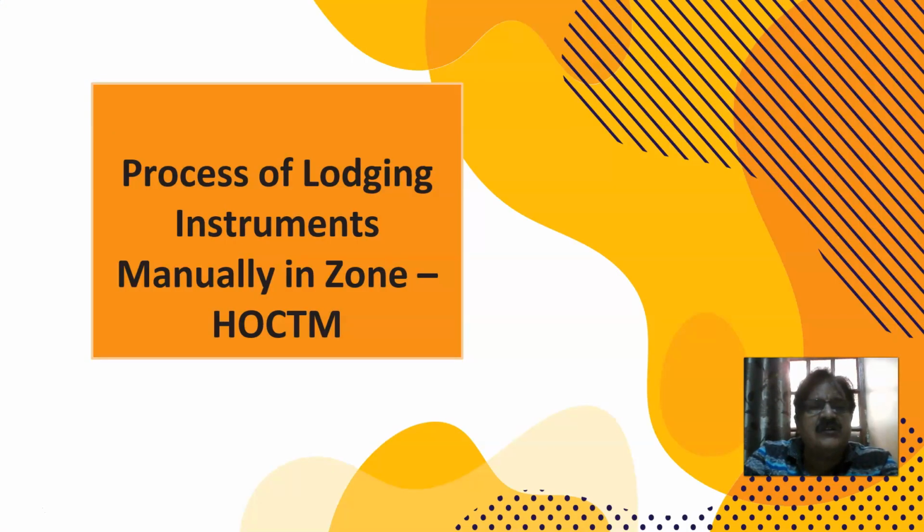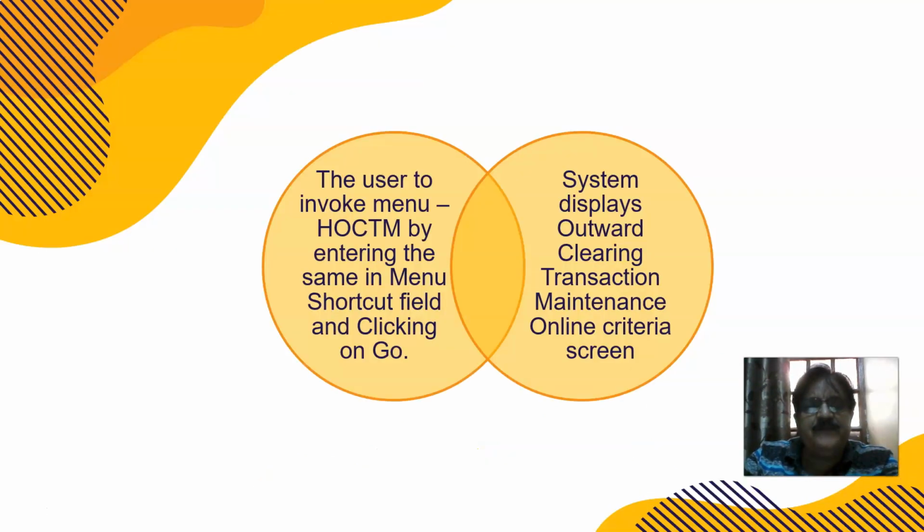Now how do we lodge the instrument. After we open the zone with HMCLZOH, for outward clearing, checks deposited by our customers, given by people having accounts in different banks, we post them in HOCTM. Inward clearing was HICTMO. Here it is HOCTM, outward clearing transaction maintenance. Now we'll enter instrument by instrument in detail in the screens.